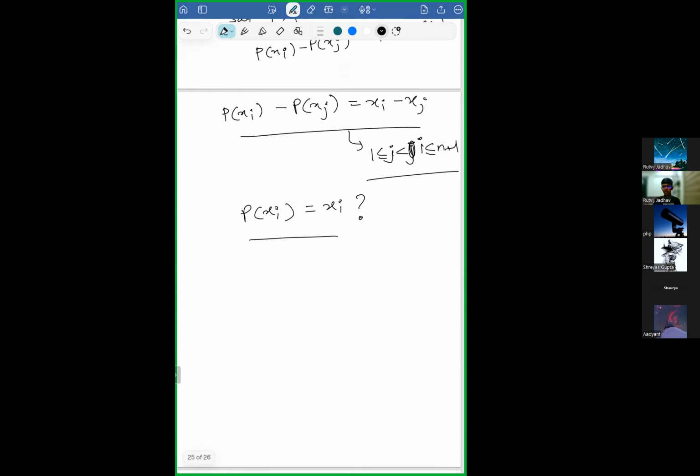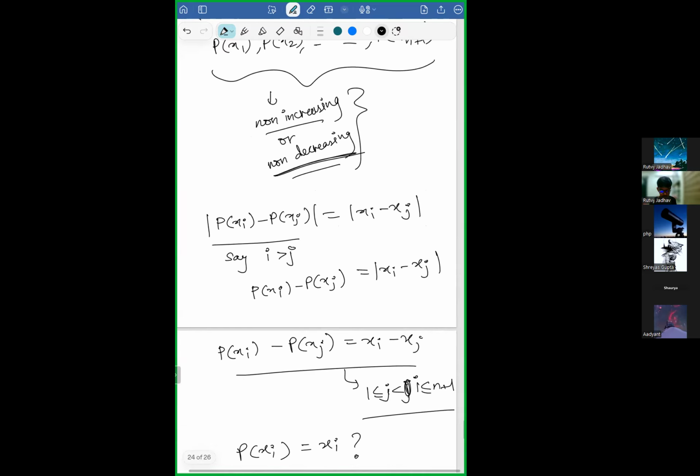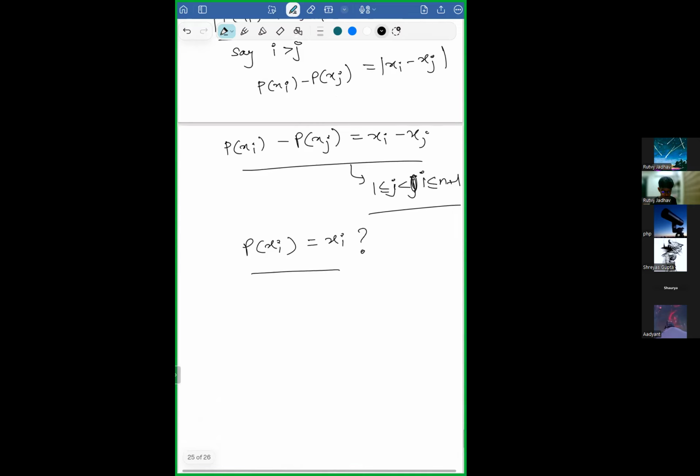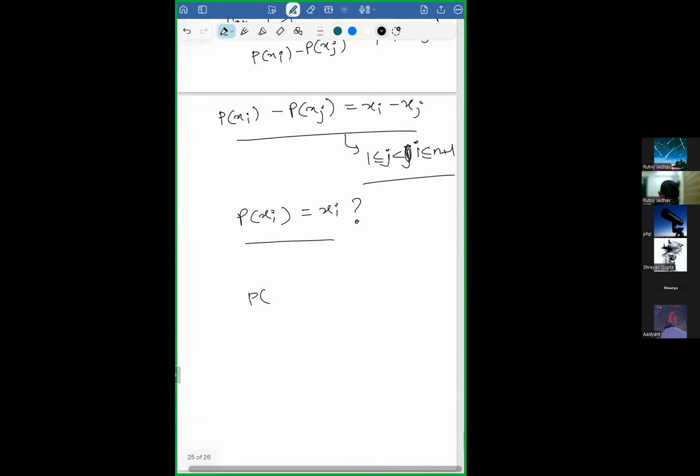Because for each difference, it has the same difference as xi minus xj. We have also removed the mod. I'm not saying it in a very rigorous way, but it has to be true. P of xi has to be xi. And in the other case, if we consider non-increasing, then we would have p of xi minus p of xj equals xj minus xi. This is just the negative. So in this case, we would have p of xi equals minus xi. Is this also fine? So basically, we get either p of xi is xi for all i from 1 to n plus 1, or it is minus xi for all i from 1 to n plus 1.